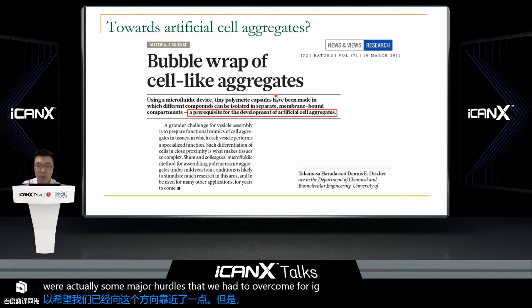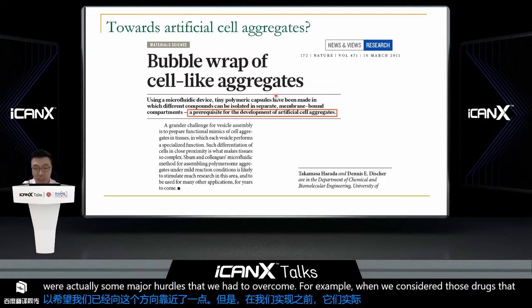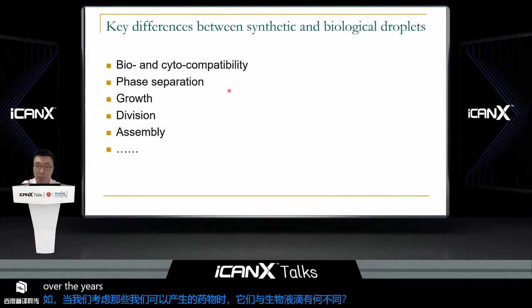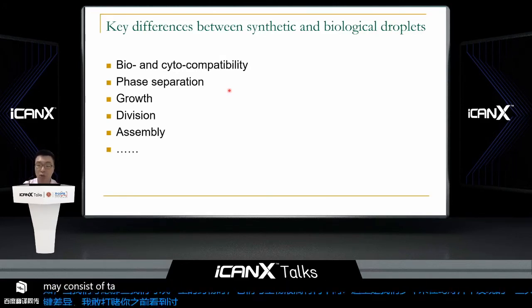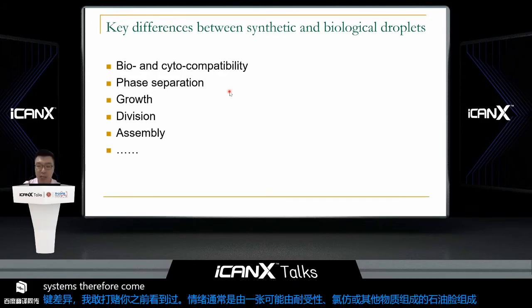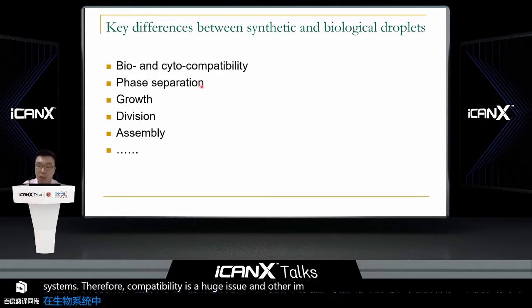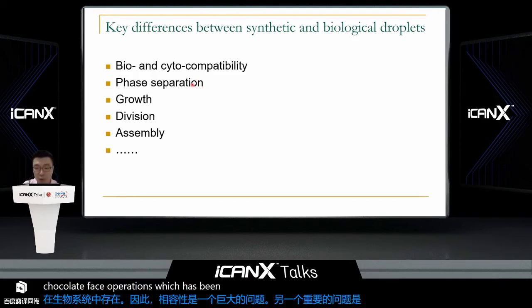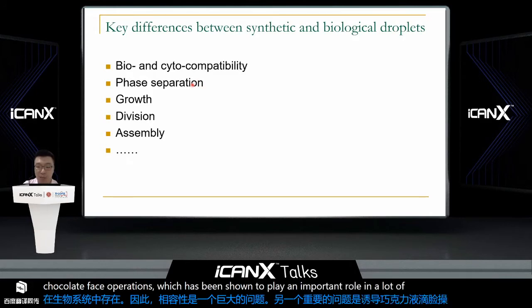For example, when we consider those droplets that we can generate, how are they different from biological droplets? Here are a few key differences that we have identified over the years. In the slides that you saw previously, the emulsions typically consist of an oil shell phase that may consist of toluene or chloroform or other organic solvents that you do not expect to exist in a biological system. Therefore, compatibility is a huge issue. Another important feature is the possibility to induce droplet phase separations, which has been shown to play an important role in a lot of biological processes increasingly.